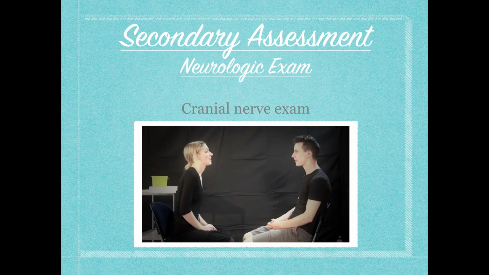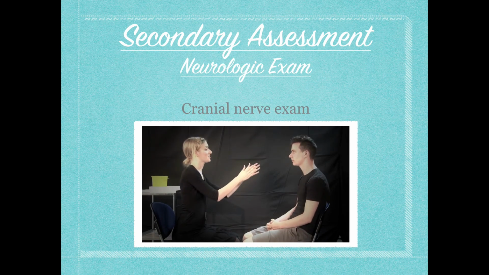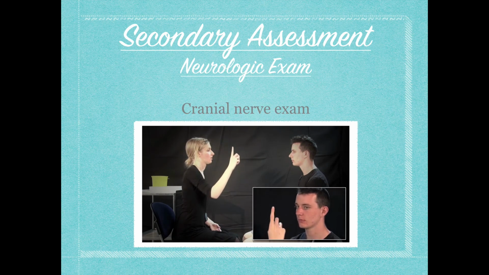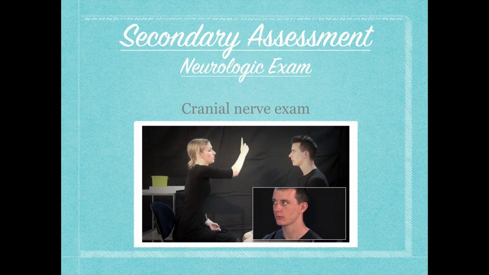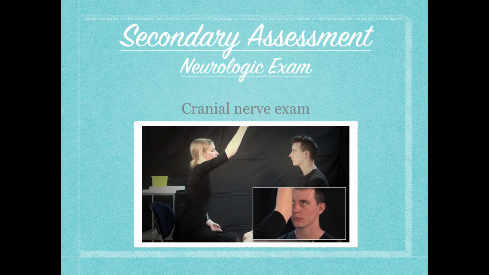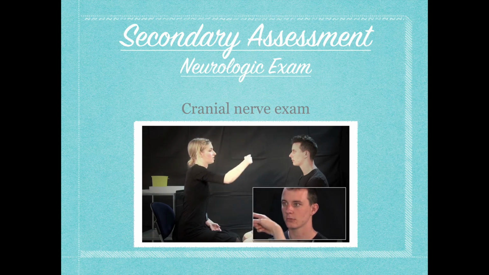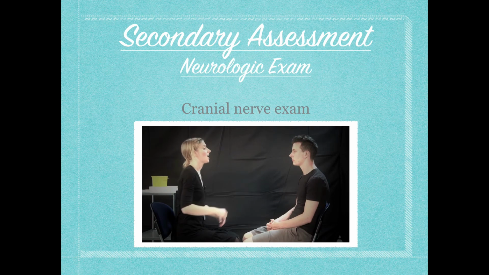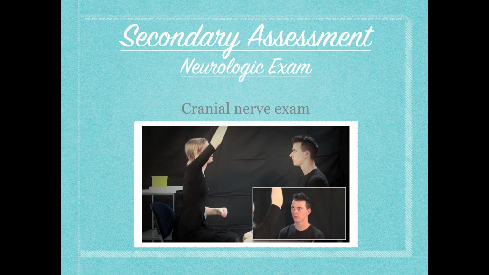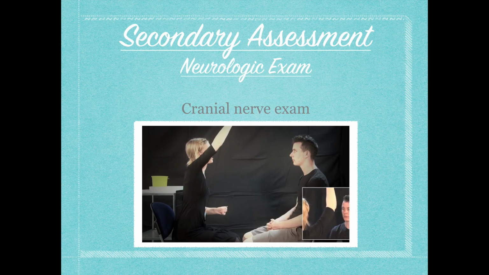Okay, brilliant. Now I'm going to test the movements of your eyes. So I want you to keep your head still, but just using your eyes, follow my finger. Tell me if your vision's blurred or double at any point. Okay, brilliant. Now, keeping your head still, I want you to just move your eyes to the direction that I tell you. So, to the left, to the right, to the left, to the right. Okay, and look up and down, up and down.